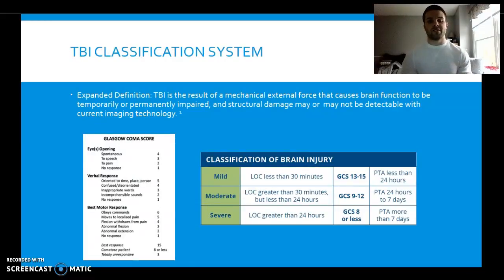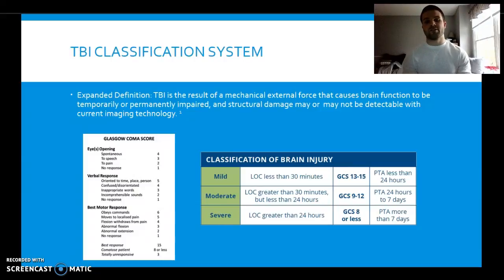And here I've listed the classification system of TBIs. The Glasgow Coma Score is used and is very significant to the diagnosis process. It helps rank the severity of the TBI, and it uses a number system from 3 to 15. So 15 would be the best case scenario, meaning a mild concussion or TBI, where the individual is still lucid and coherent and knows what's going on. Where 3 would be the worst case scenario, a very severe case where the individual is completely unresponsive and comatose.